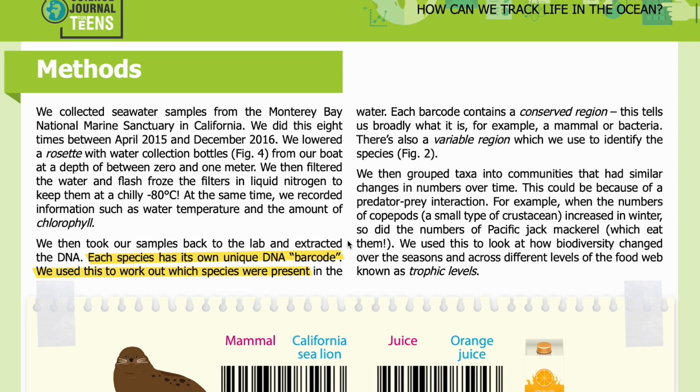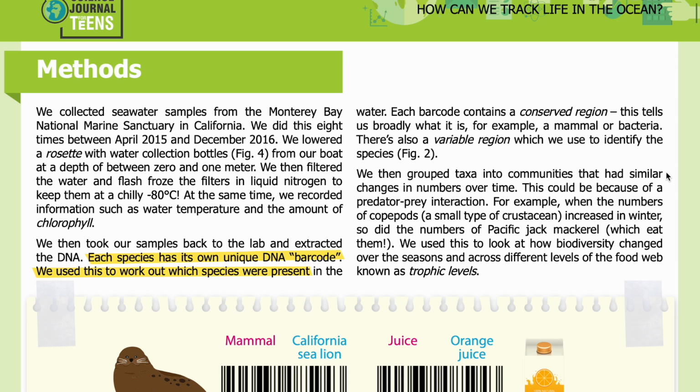We then took our samples back to the lab and extracted the DNA. Each species has its own unique DNA barcode. We used this to work out which species were present in the water. Each barcode contains a conserved region. This tells us broadly what it is, for example, a mammal or bacteria. There's also a variable region, which we use to identify the species.